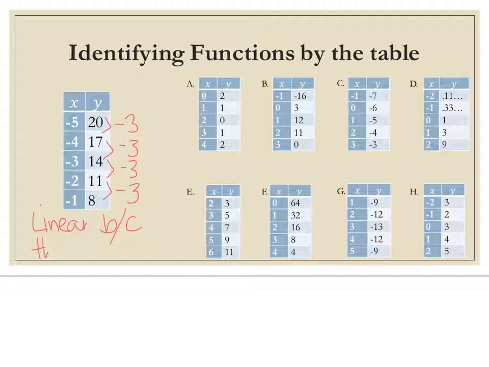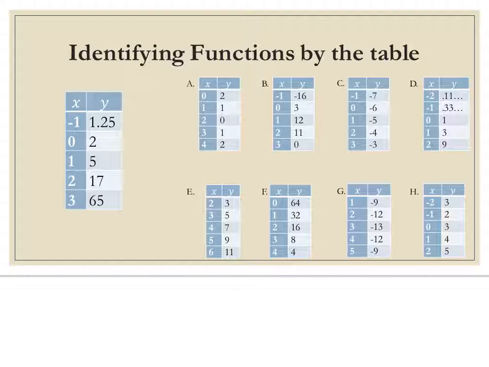because the first difference matches. Or you could simplify it and say because it's changing by a constant. So what I want you to do is I have 8 examples, A through H, on the side, and I want you to pick out which tables are also linear. And you're going to prove that by looking at their first differences.